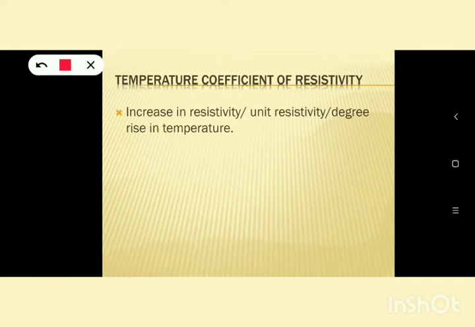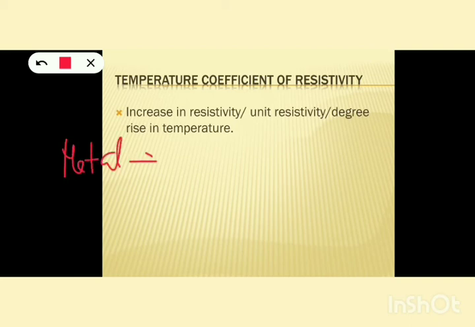Okay, here we want to discuss one more thing. For metals, what will be the value of alpha? Is it positive or negative? For metals, alpha will be positive. Why? When the temperature increases, resistivity also increases. So there is a positive correlation between temperature and resistivity. Right? So for metals, alpha, the temperature coefficient of resistivity, is positive.